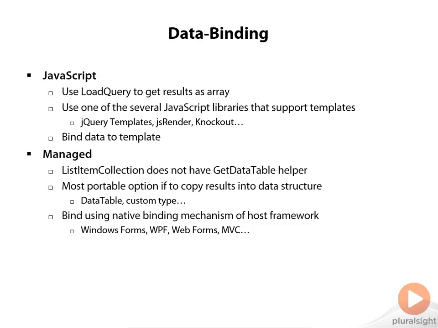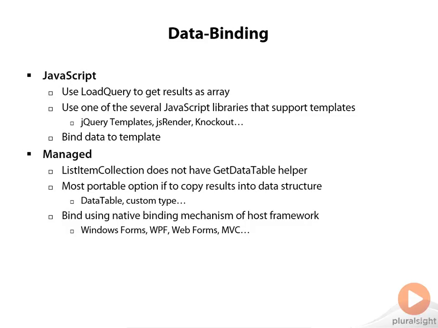When using these libraries, we're going to use load query instead of load because it returns a JavaScript array instead of one of the built-in collection types from the client object model. As we've already seen, these use an enumerator to iterate through the items, and most of the data binding mechanisms just won't work with that.